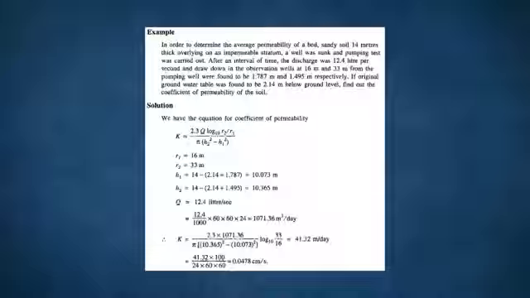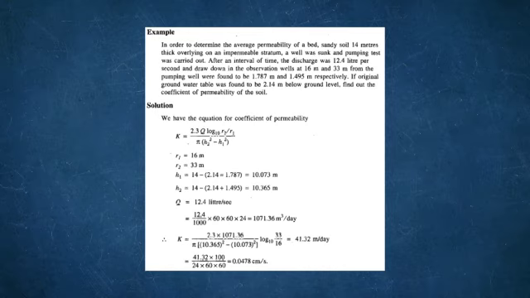So K = 2.3 into Q, in place of Q this is 1071.36, into log10, in place of R2 33 and in place of R1 this is 16, divided by pi into (10.365 squared, the H2 value, minus 10.073 squared, the H1 value). On simplification the value comes K = 41.32 meter per day. Now if we convert it to centimeter per second, the answer comes 0.0478 centimeter per second.